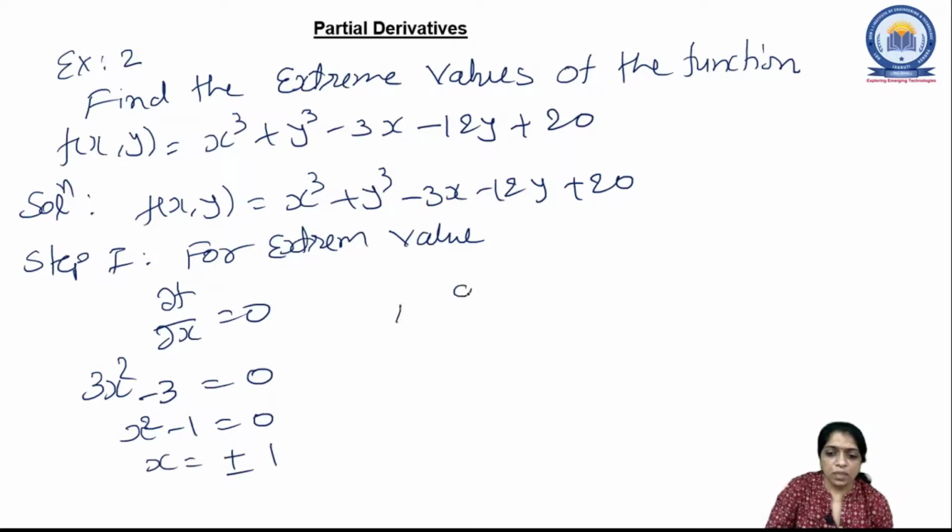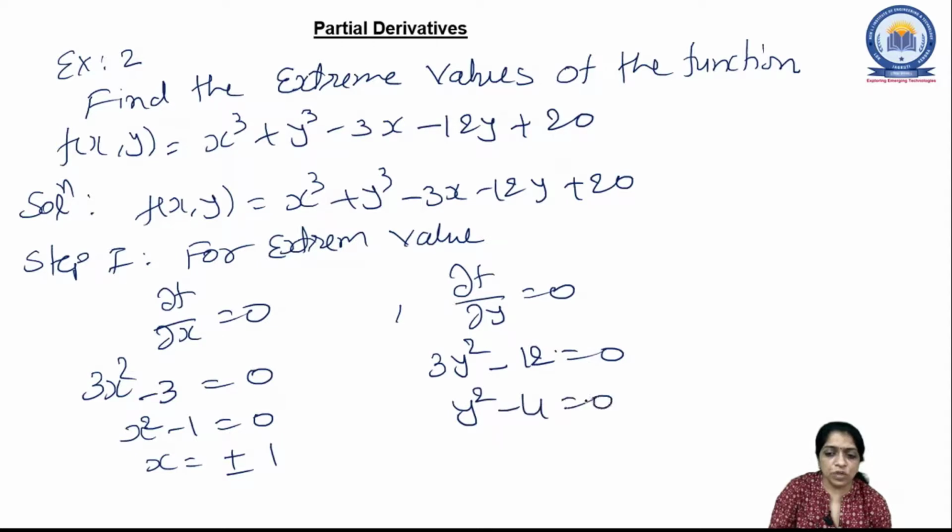And similarly, del f by del y equal to 0. So the derivative of f with respect to y, that is 3y square minus 12 equal to 0. If I take 3 common, then I have y square minus 4 equal to 0. So the value of y is plus or minus 2. So I have a total of 4 stationary points because I have 2 values for x and 2 values for y.